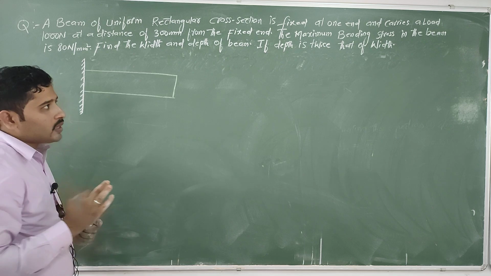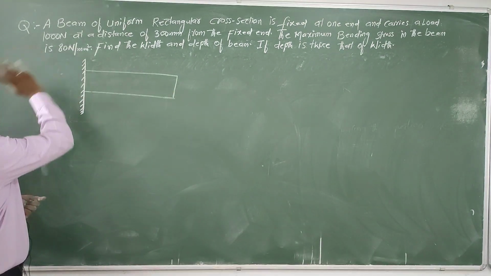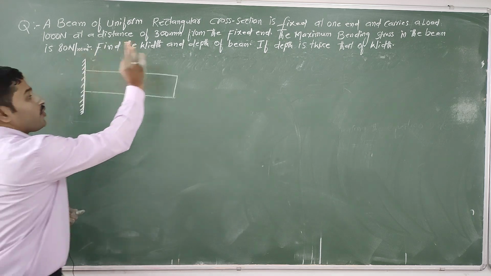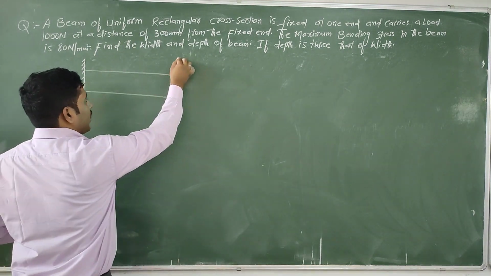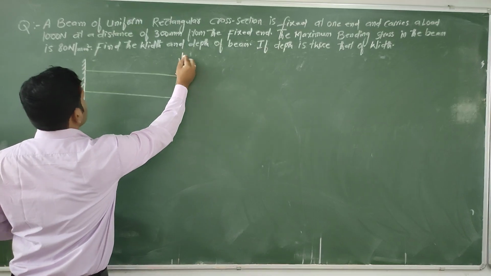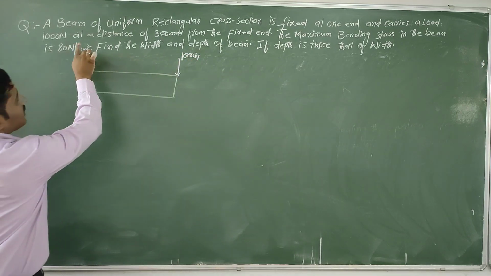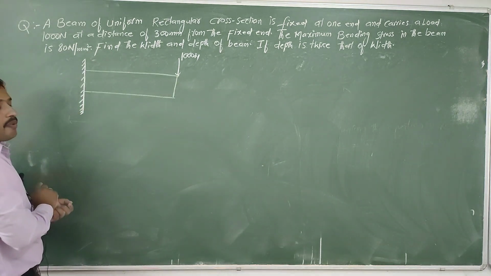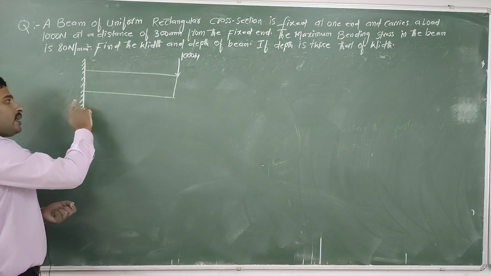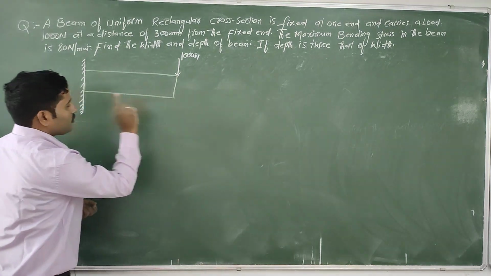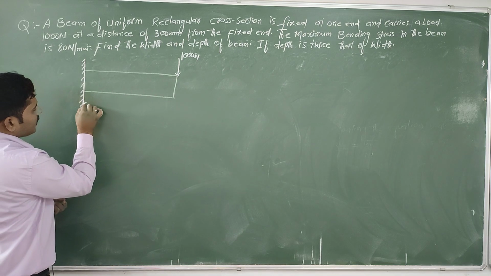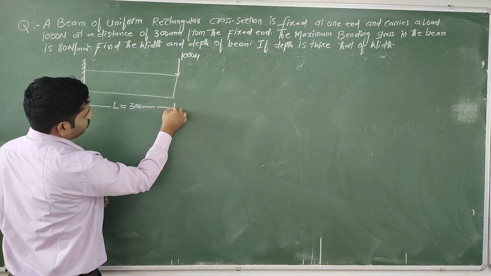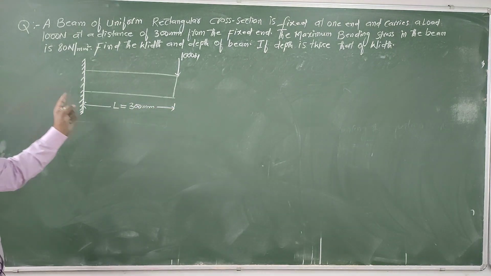So it carries a load of 1000 Newton. Where is it acting? It is acting at the free end. How much? 1000 Newton, at a distance of 300 mm from the fixed end. We have to measure the distance 300 mm from the fixed end. I am measuring the length of the beam as 300 mm. Okay dear? From the fixed end.